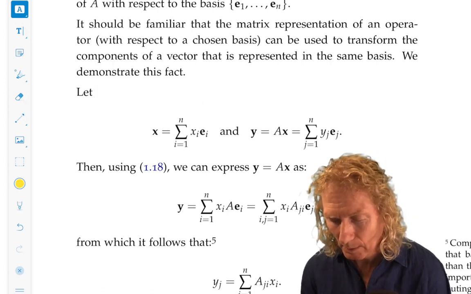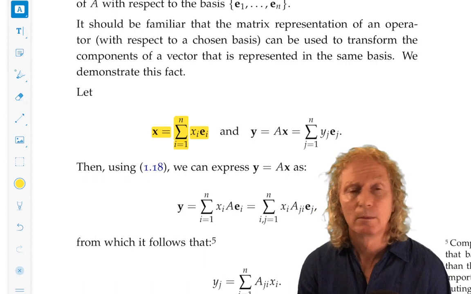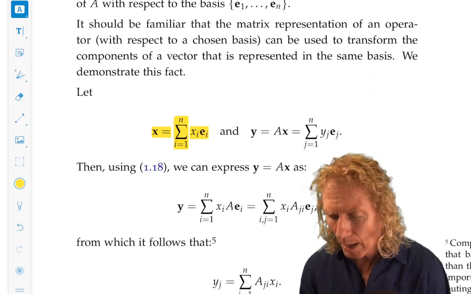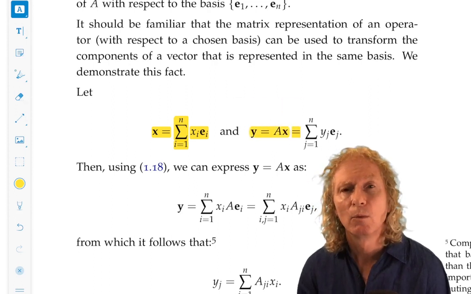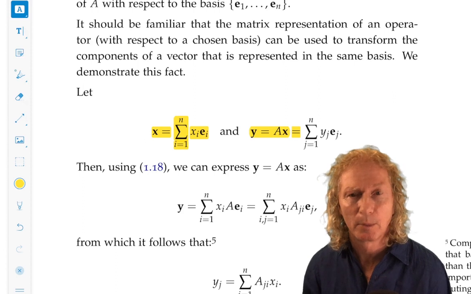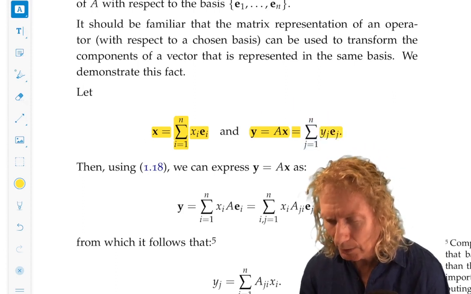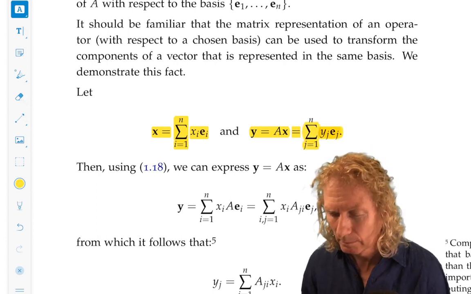Well, if I write this, X is a vector in the space, so we can represent it as a linear combination of basis elements. So let's say that AX is equal to Y. Well, Y is also a vector in the space, so we can write it as a linear combination of the basis vectors.